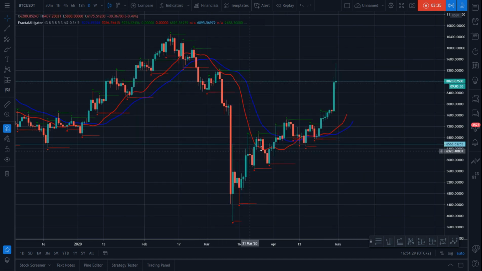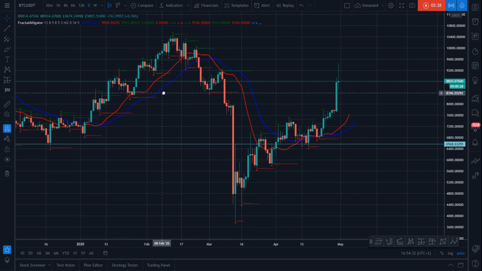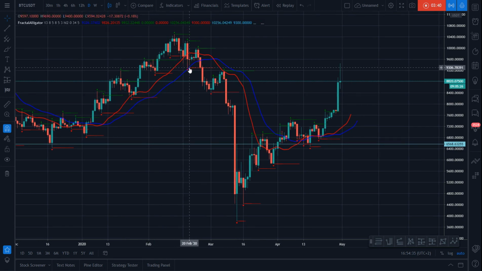For bearish entries, you want to use it when the fractal is broken and the price is below the red line and the blue line. So you won't take this short, but you will take this short because the price closed below this. So here's your first short entry. Your stop loss, Bill Williams recommends, is above the second fractal.